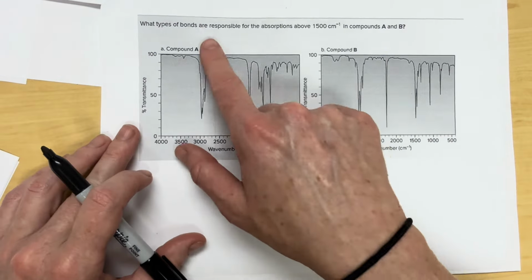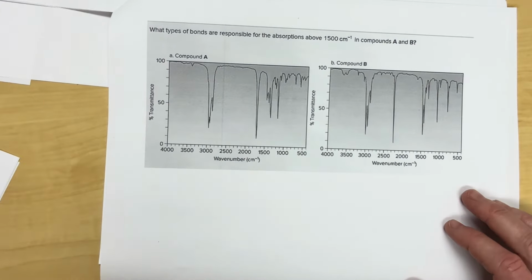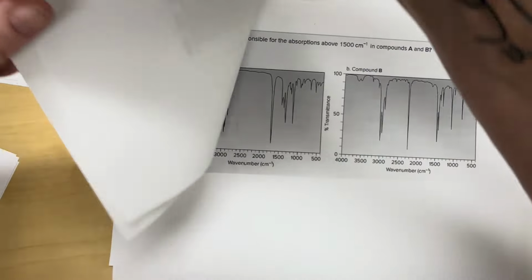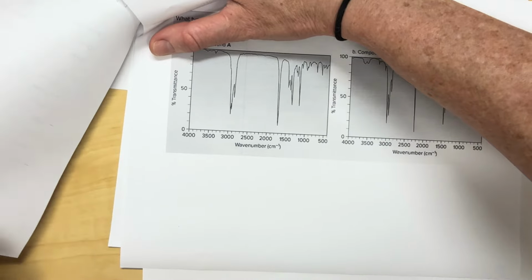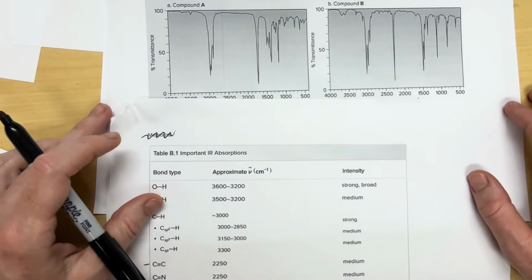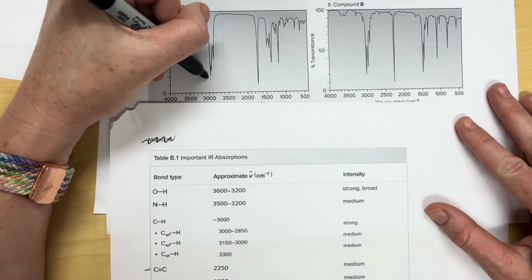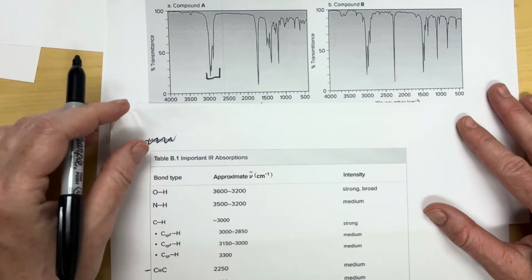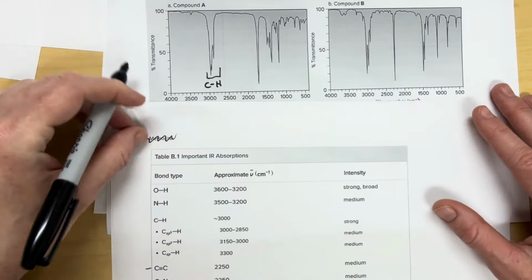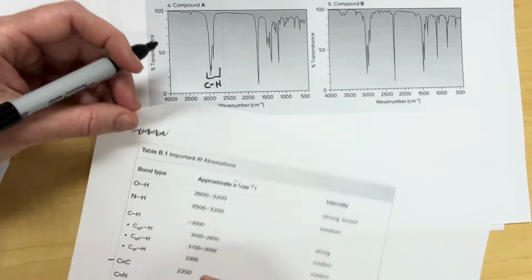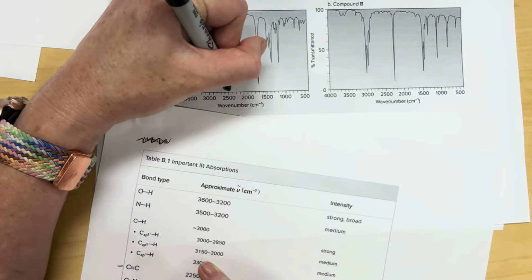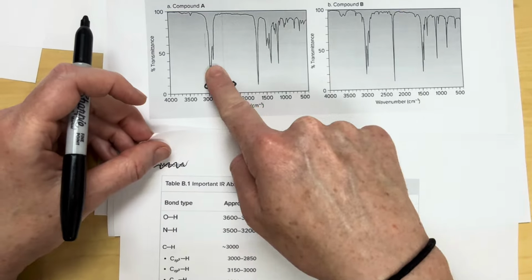It says, which type of bonds are responsible for the absorptions in compounds A and B. So let's pull this off. In compound A, again, I have that 2800 to 3000. They're medium, they're not super down here. These are carbon to hydrogen bonds, sp3. I don't even see sp2, I just see sp3. So this looks like it must be all alkane.